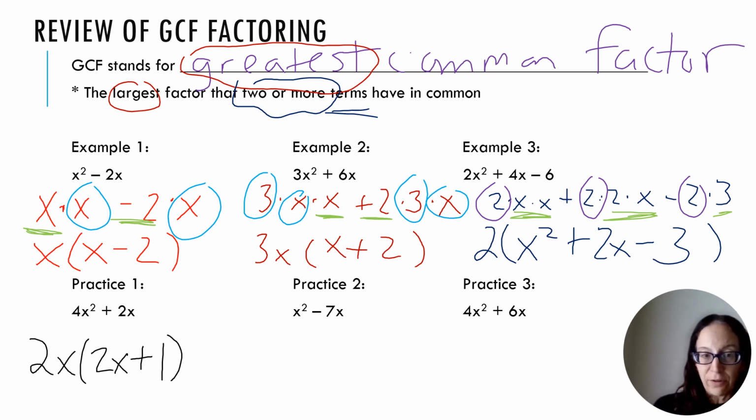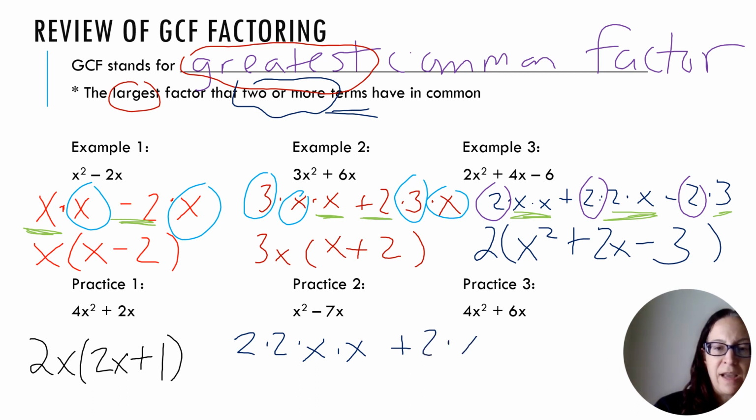Now, if that was a little bit confusing to you, I'm going to do this out on the side, and I am going to erase it because I need to have some space here. You might have done it out like this. 4 is 2 times 2, and then you have the x times x plus 2 times x, and you probably just left it like that, okay?